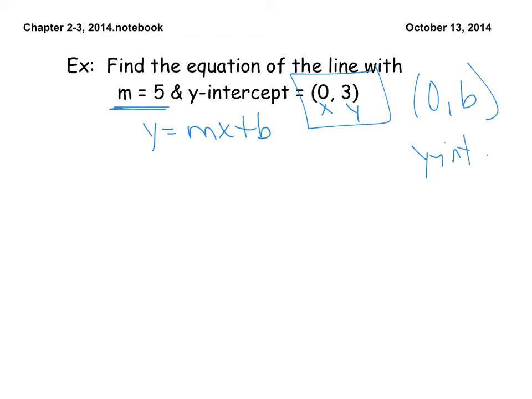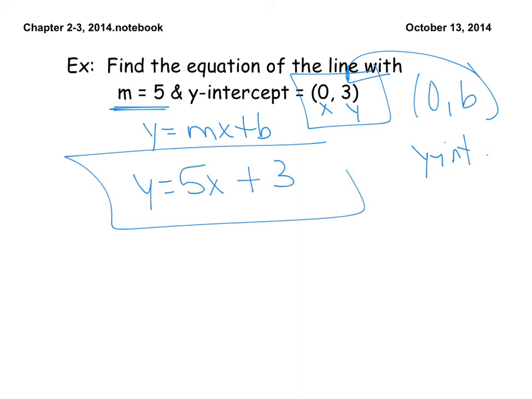So I already have m and I already have b. Why do I know it's b? Because it's going to be the point (0, 3), which is (0, b). So if I plug in my slope and I plug in my b value, I'm done. y equals 5x plus 3.